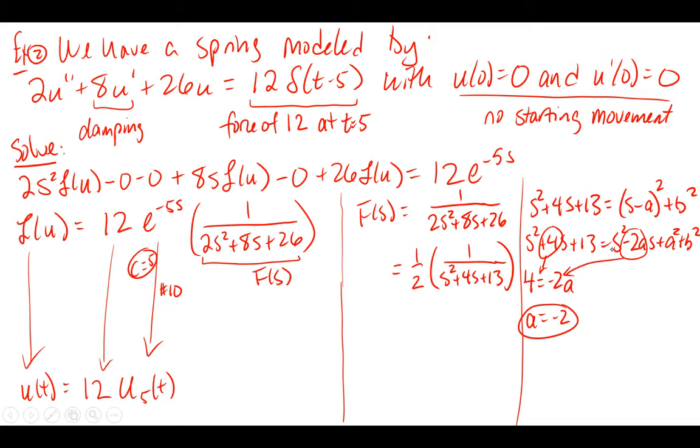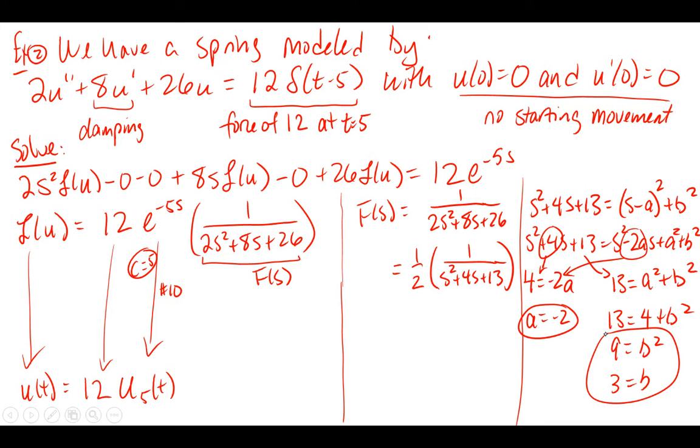And then the other 2 pieces have to line up also. So 13 has to match a squared plus b squared. Well, a is negative 2, so that would be 4. And so I can get that 9 is b squared, or 3 is b. So whichever of those is more useful to us.